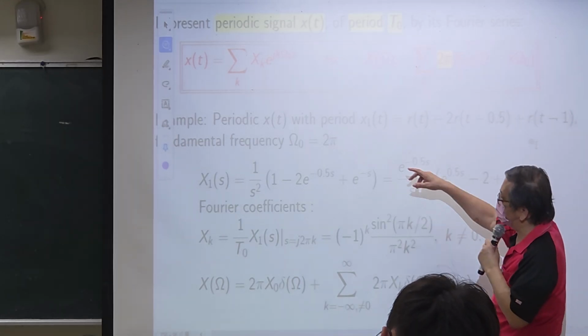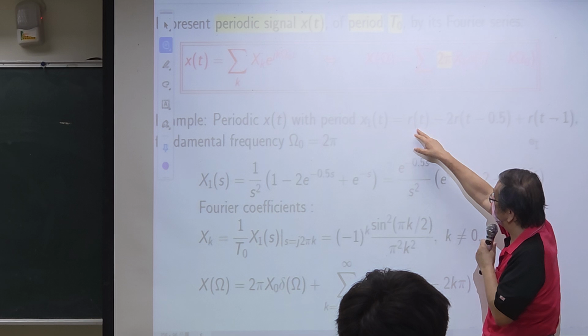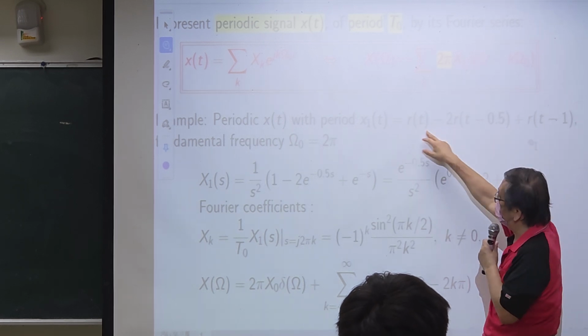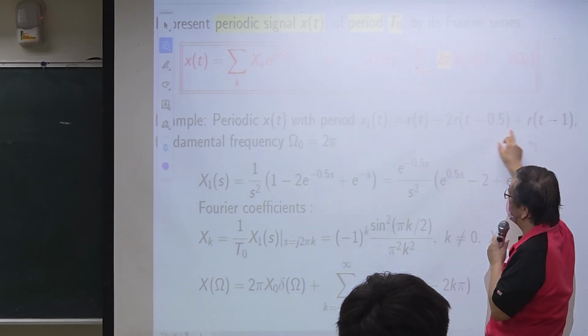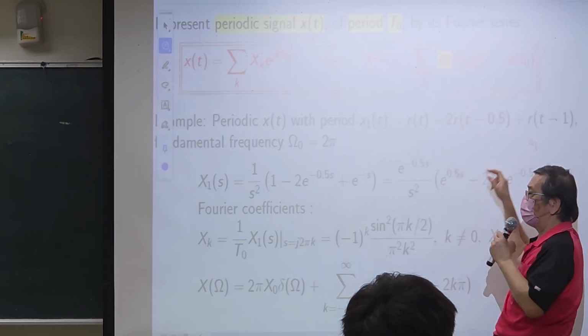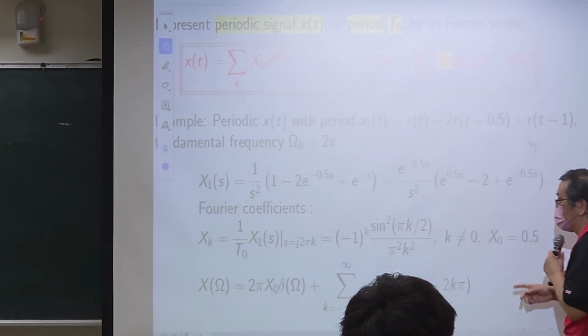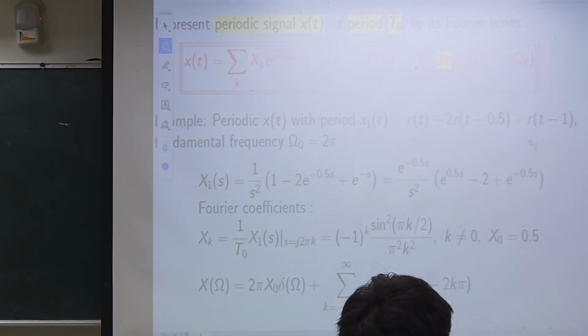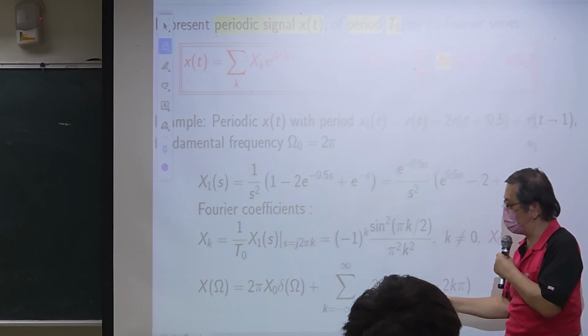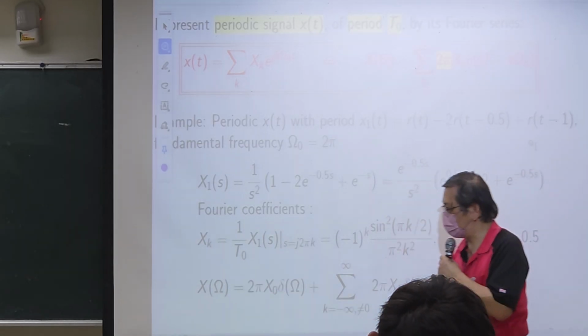So when k is 0, for this case, you have to find out the mean value of x1 of t in the interval. Omega sub 0 is 2 pi, so T sub 0 is 1 second. So I have to find the mean value of this function in 1 second. That will give you x sub 0.